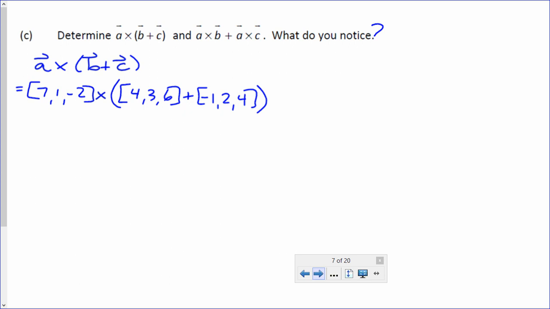Order of operations would say you should do what first here? Add the vectors in the bracket. So we got 7, 1, negative 2 crossed with, the way I add vectors in 3 dimensions is I just add the corresponding coordinates. 4 plus negative 1 is 3. 3 plus 2 is 5. 6 plus 4 is 10. And then now I'm going to do the cross product.